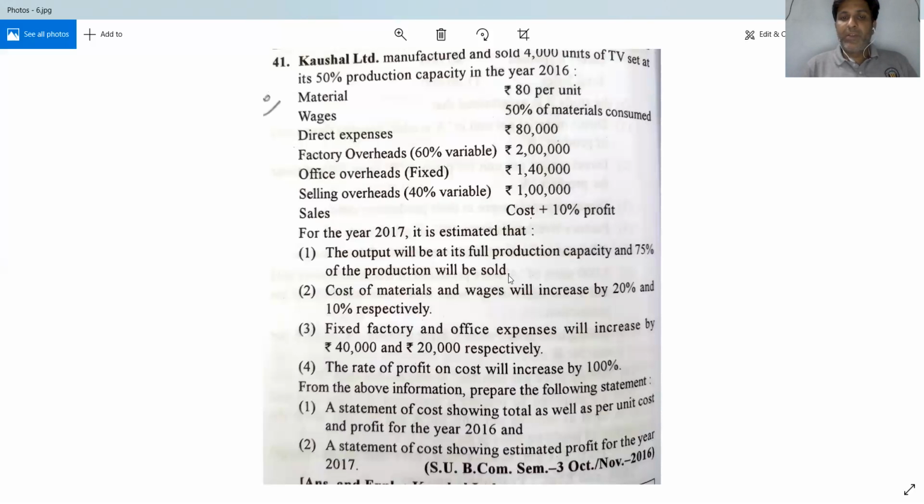From the above information, prepare the following statements. Number 1, a statement of cost showing total as well as per unit cost and profit for the year 2016. And number 2, a statement of cost showing estimated profit for the year 2017. Now we check the answer of the same question.